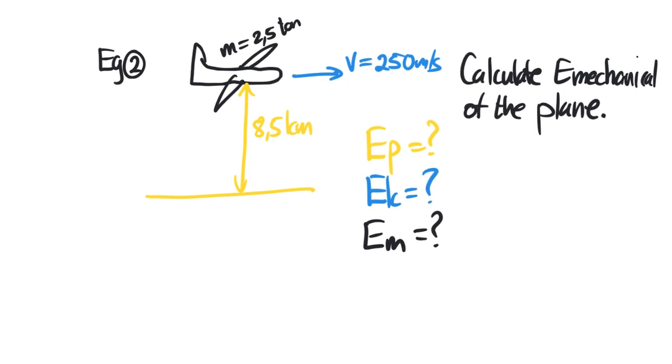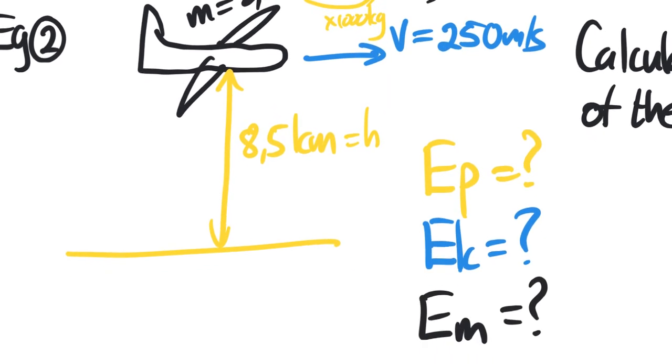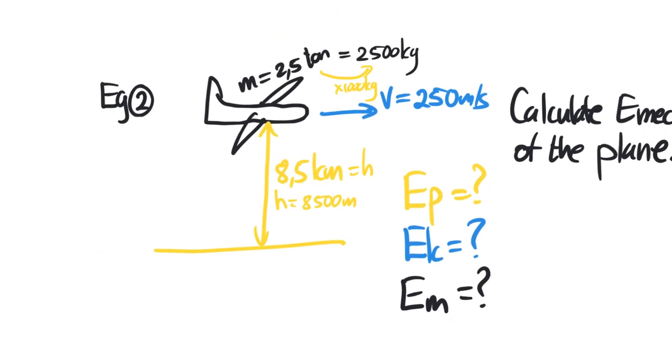So the first thing we need to do is convert the mass into kilograms. This is the equivalent of 2,500 kilograms. We have multiplied 1 ton by 1,000 kilograms. And the height we need to convert to meters. A kilometer is 1,000 meters, so the height is going to be 8,500 meters. The velocity is fine, it's 250 meters per second.